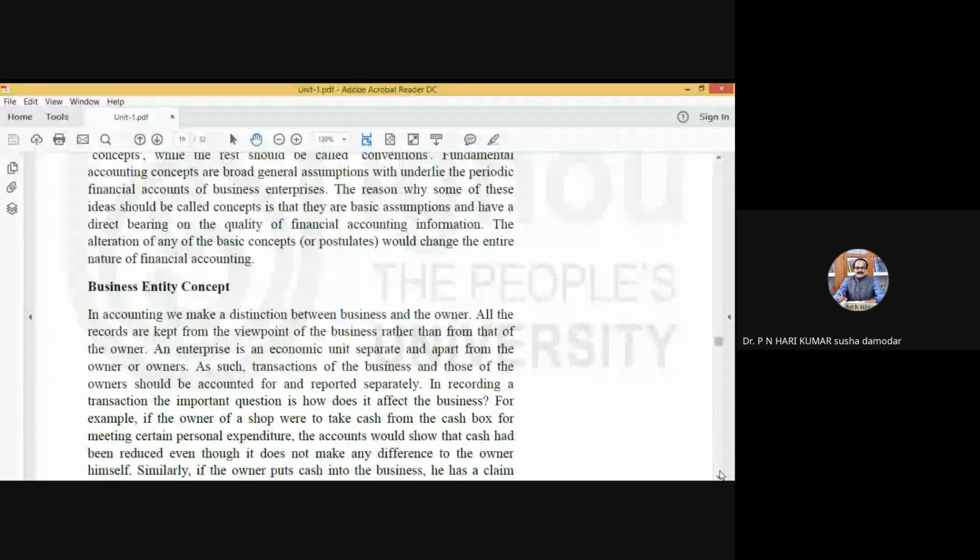Business entity concept. See, as per the provisions of the Indian Companies Act 1956 and also its amendment, business is a separate entity which is entirely different from managers, employees, and stakeholders. Suppose you are appointed as the manager of an organization. For over the last 2 years, the business is running at a loss. Who will suffer? Whether the management.